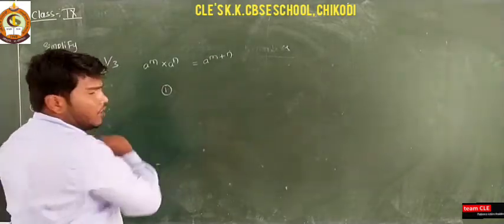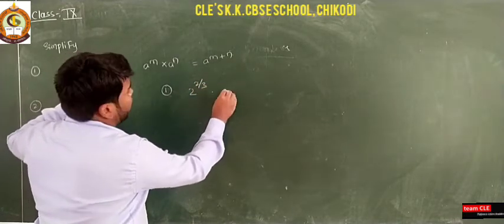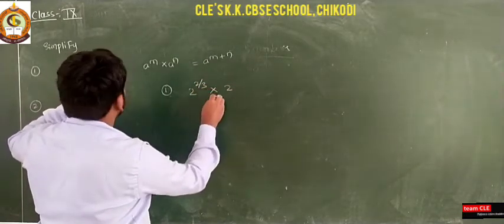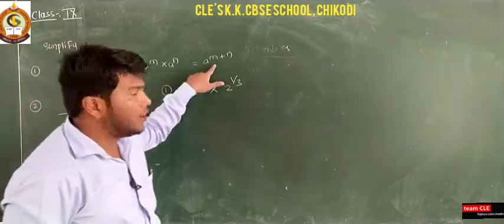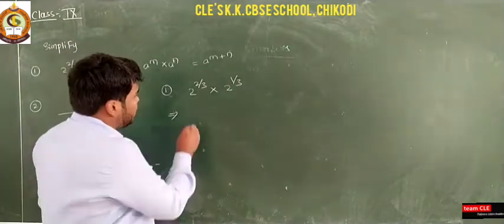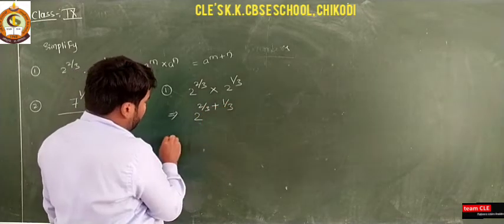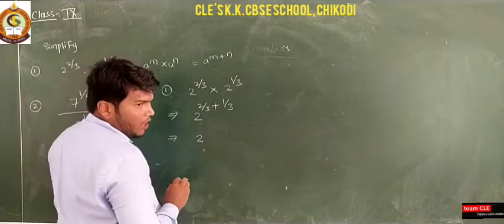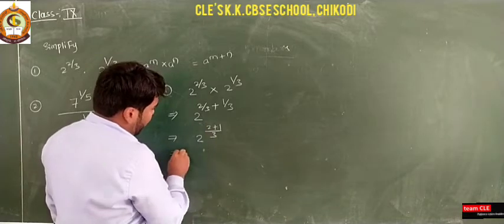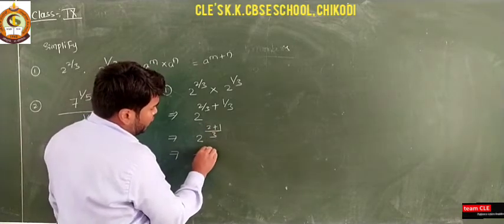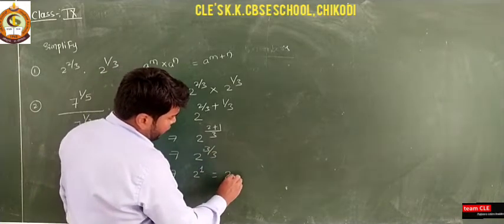So take your first problem. The first problem says 2^(2/3) into 2^(1/3). Okay, so it looks like a^m into a^n is equal to a^(m+n). So this is 2 raised to 2/3 plus 1/3. Okay, so 2 raised to, here both the denominators are the same, write 3 as it is. So 2 plus 1, which is equal to 3 by 3. 3 by 3 is nothing but 2 raised to 1, which is equal to 2.